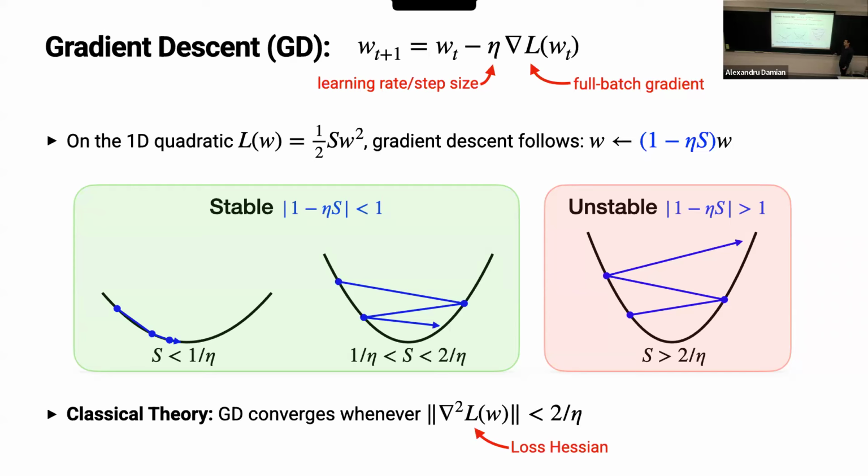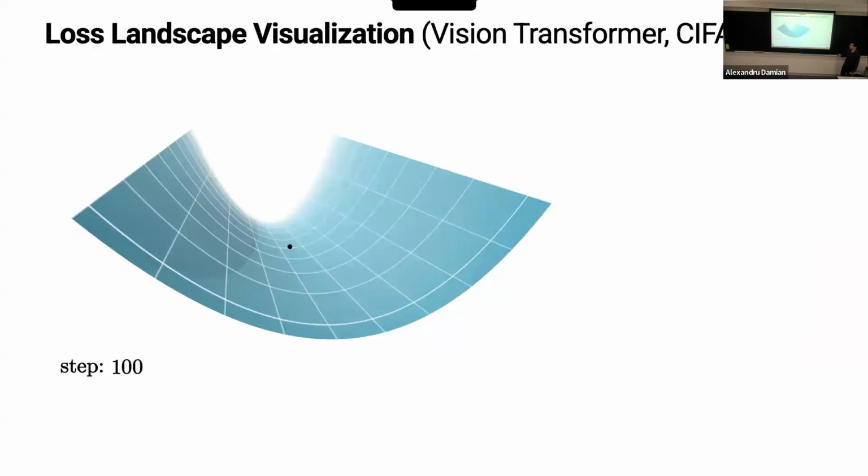So this seems like a nice story, but where does it actually break down? To show how this breaks down in deep learning, I want to give you an animation of a real neural network and what happens when you train it with gradient descent.